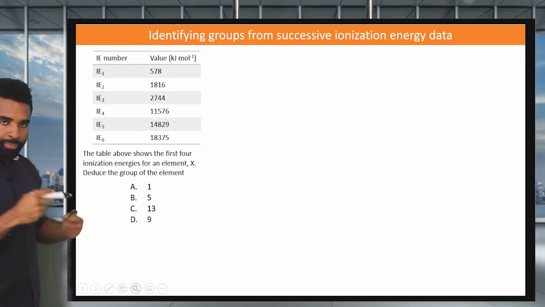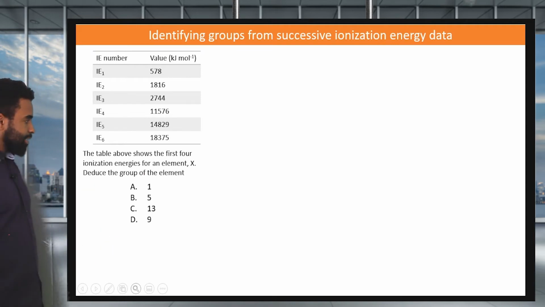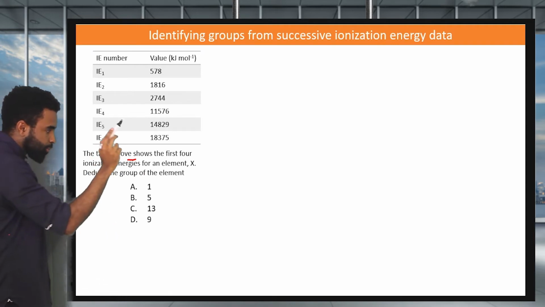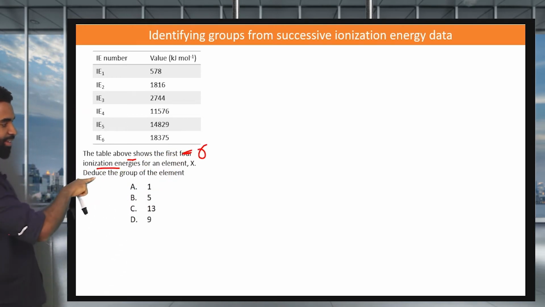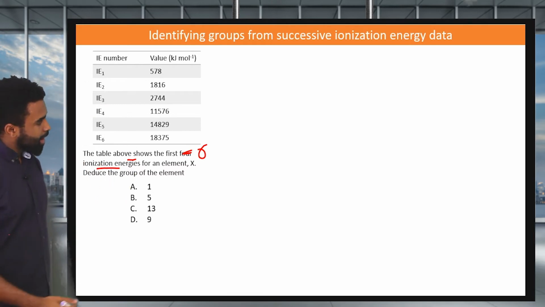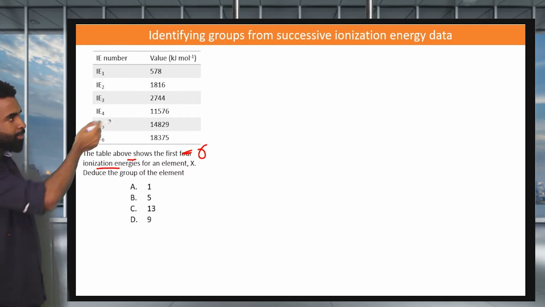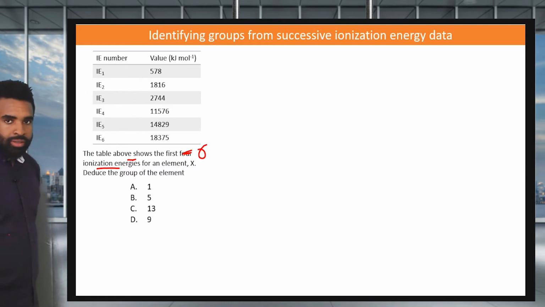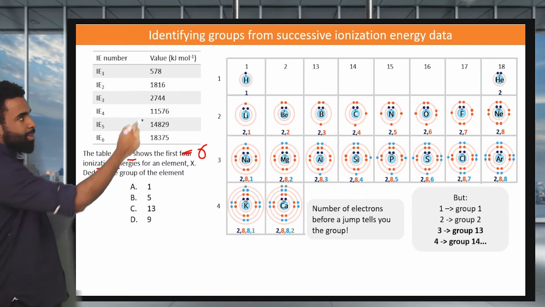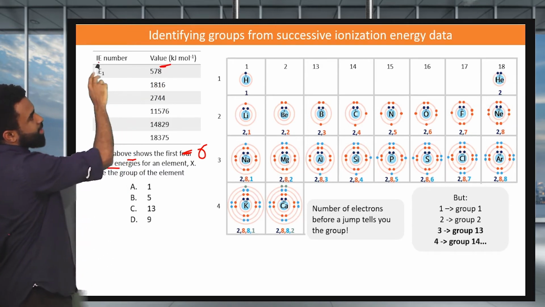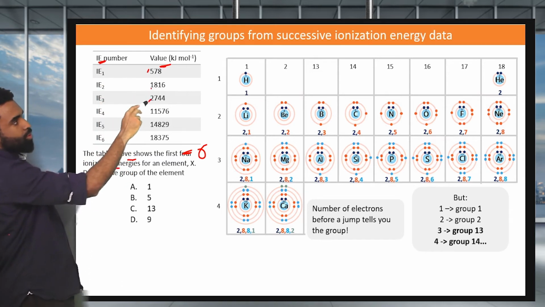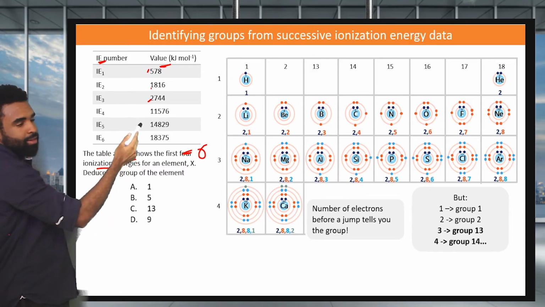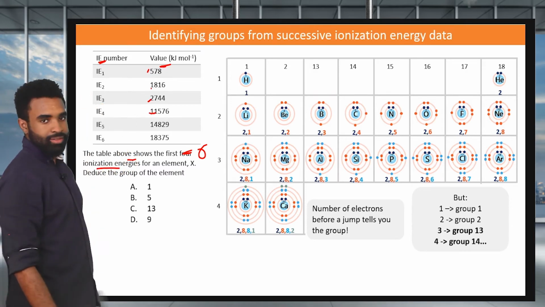Here's another one for you. Again, pause the video, read through it, see if you can get it right. It says the table above shows the first 4 ionization, well, there should be 6, the first 6 ionization energies for an element X. Deduce the group of the element. How do we do this? This looks unfamiliar, but just think about the fact that this could have been a graph. Here's the idea. We have how many ionization energies before we have a jump? Here we go from roughly 600 to roughly 1800 to roughly 2700, and then we jump to roughly 12,000.